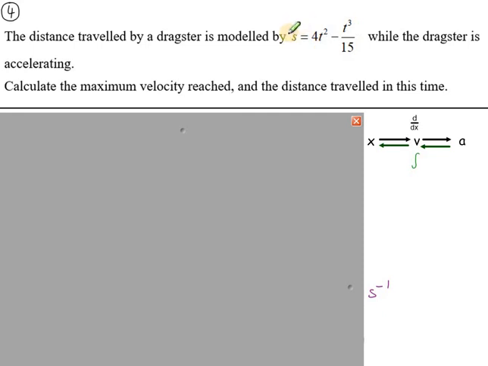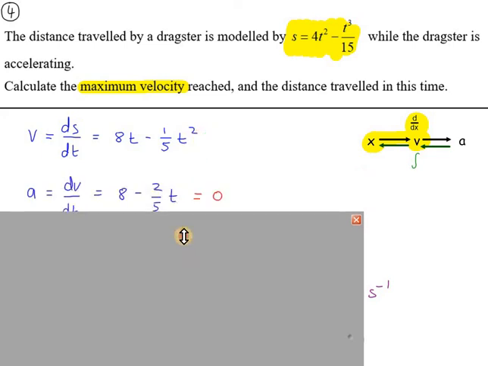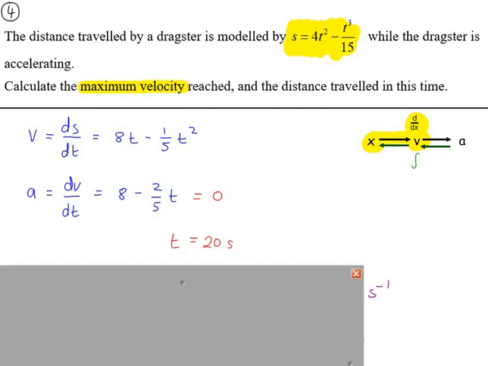Okay, so example 4, we have displacement, and if we take the displacement and we differentiate, we can get velocity. And the maximum velocity will be where dv by dt is equal to 0. So we have velocity, dv by dt, which is also acceleration, is this. So I've differentiated, I've made that equal to 0. I'm going to solve the equation. So at t equals 20 seconds, we have maximum velocity.